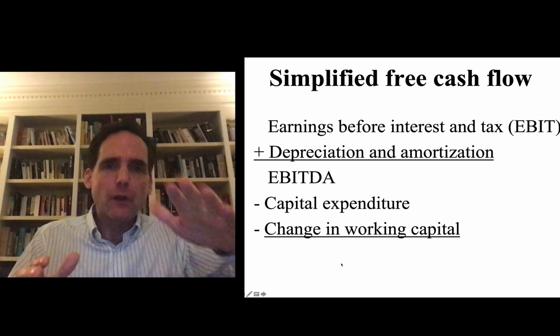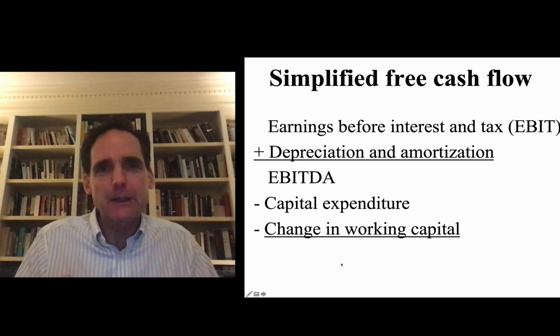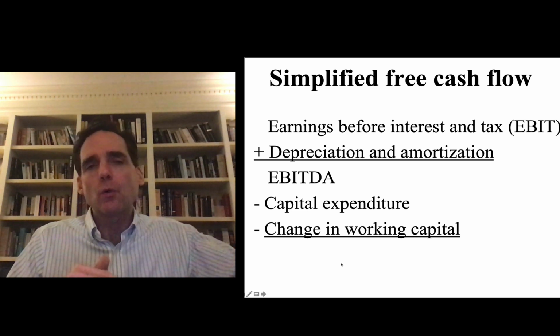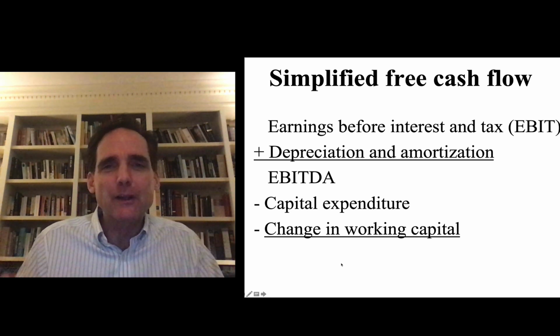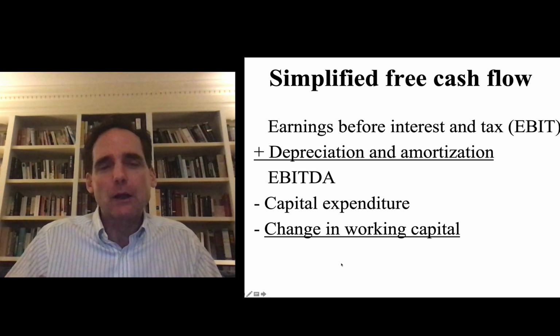Now, ultimately, of course, when you sell those cars, you're going to get some cash. So it's a timing issue. But for this period, that buildup in inventory is deducting cash. It's less cash that you have available. And similarly for accounts receivable and accounts payable and so forth.